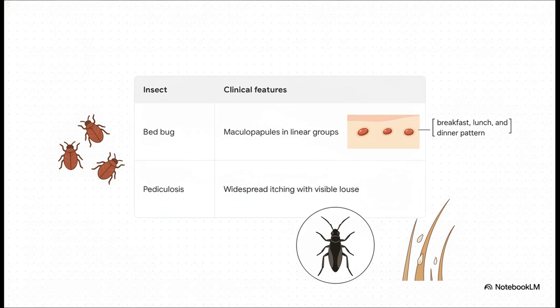You'll often hear this described as the breakfast, lunch, and dinner pattern. On the flip side, pediculosis, or lice infestation, presents with widespread itching of the hair, body, or genitalia, and you'll actually see the visible louse or the nits attached right to the hair shafts.